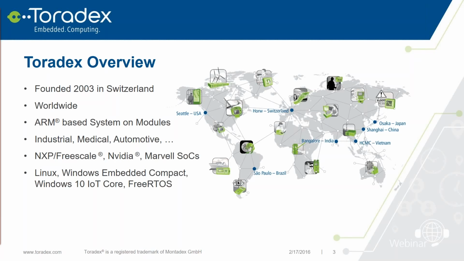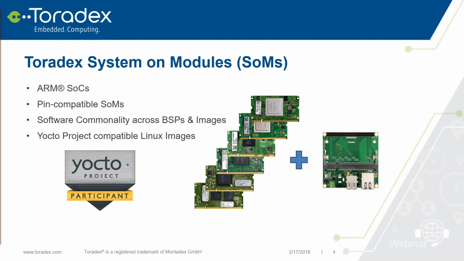Toradex is a provider of ARM-based system-on-modules. They're used in many different industries, including medical, automotive, test and measurement, digital signage, point of sale, and so on. We use system-on-chips from NXP, formerly Freescale, as well as NVIDIA and Marvell. And we offer board support packages and free technical support for Linux and Windows Embedded Compact. And we've recently begun adding support for Windows 10 IoT, as well as FreeRTOS for our modules supporting heterogeneous multi-core processing.